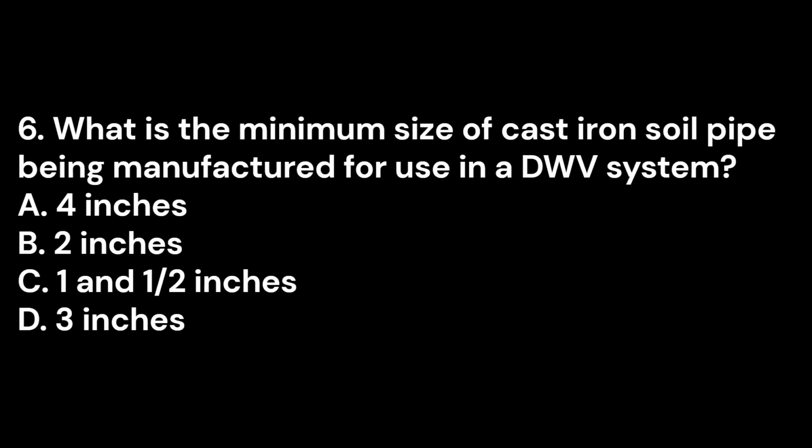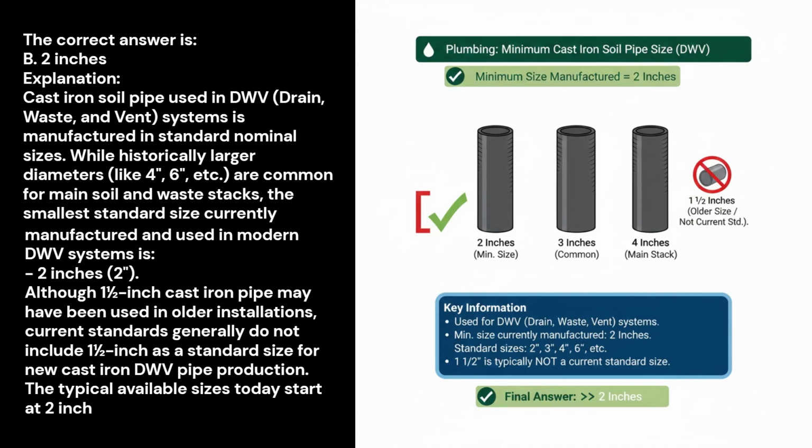Number 6. What is the minimum size of cast iron soil pipe being manufactured for use in a DWV system? A. 4 inches. B. 2 inches. C. 1.5 inches. D. 3 inches. The correct answer is B.